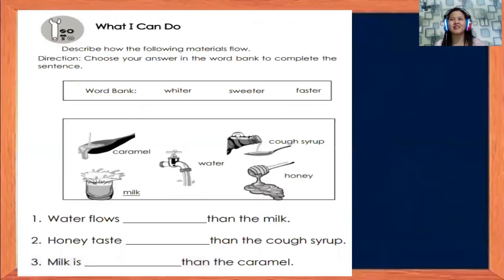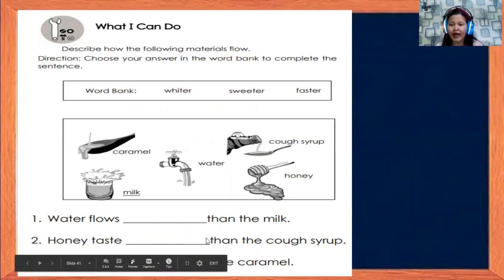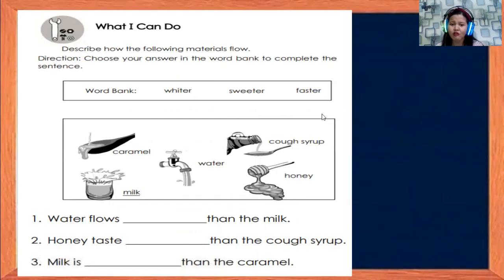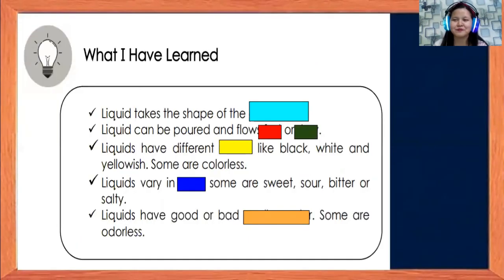Next, we have here what I can do, where you are going to describe how the following materials flow. For example, water flows blank than the milk. What is your answer? Is it whiter, sweeter, or faster? You just have to look at the pictures here for you to have a clue. So, you will do this later on your module. Let's answer this. It's fun.